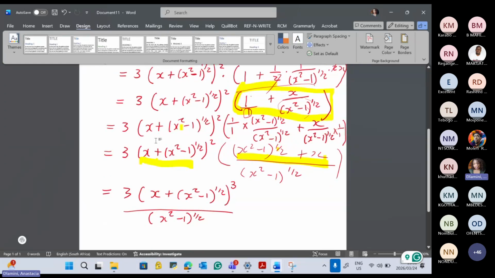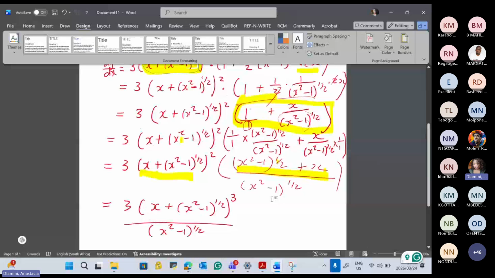Did I lose anyone there? No, that makes sense. Yeah, it makes sense. My question is, how did you foresee that when you simplified it, the numerator would be the same as your function outside of the bracket?